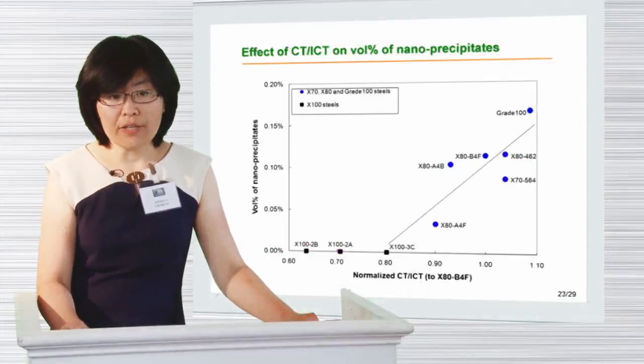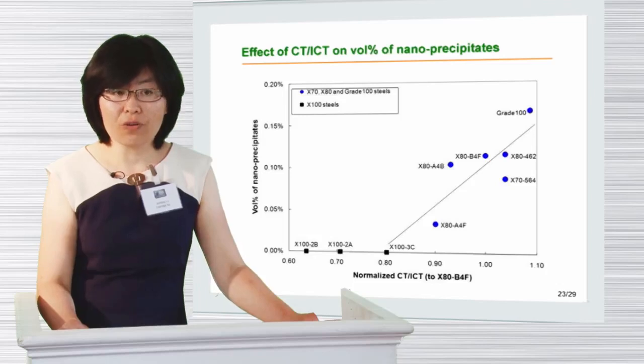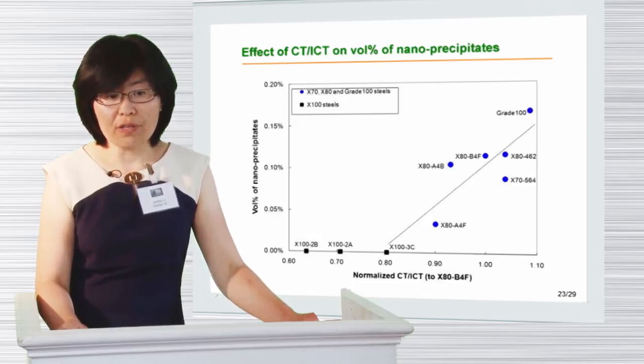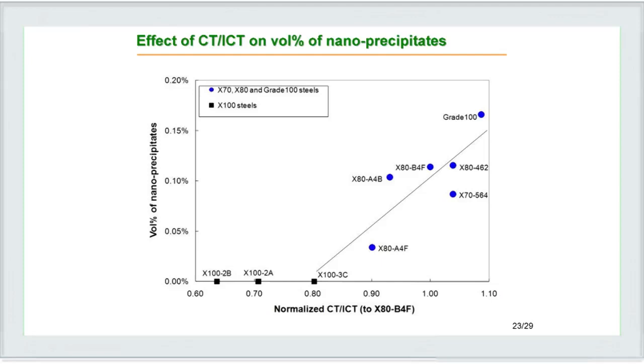And similarly, this figure shows the effect of the cooling temperature or interrupted cooling temperature on the volume fraction of the nano-sized precipitates. With the increase of the cooling temperature, the volume fraction of the nano-sized precipitates will increase. The three X100 steels have much lower cooling temperature. So this may explain why we didn't find the very fine nano-sized precipitates in these three types of microalloyed steels.